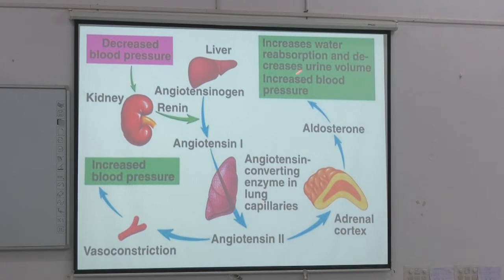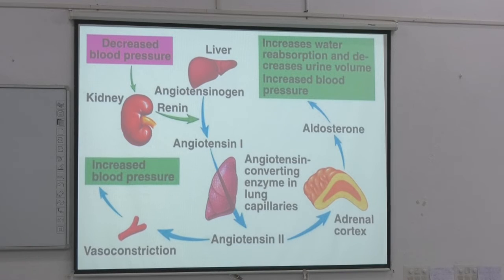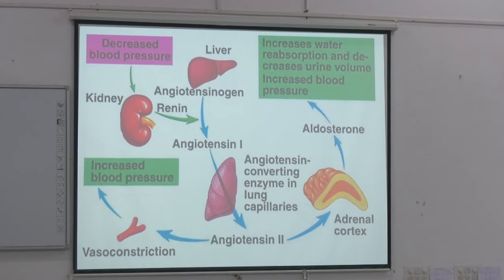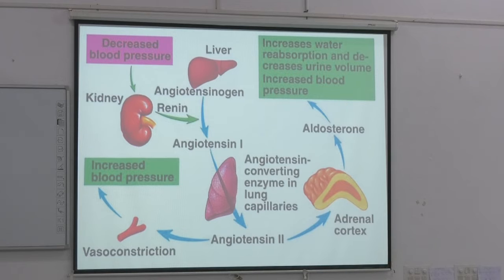So ultimately it increases water reabsorption, decreases urine volume, and increases blood pressure. So ultimately, the function of angiotensin is what? It increases water reabsorption, decreases urine volume, increases blood pressure. Okay? So you will write this point in your copy: angiotensin's first function is what? Increase water reabsorption, decrease urine volume, increase blood pressure. Okay?